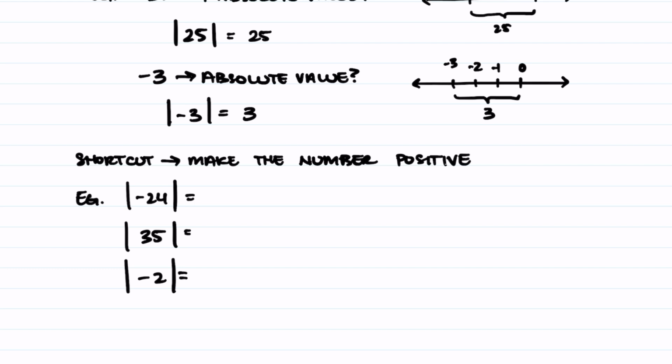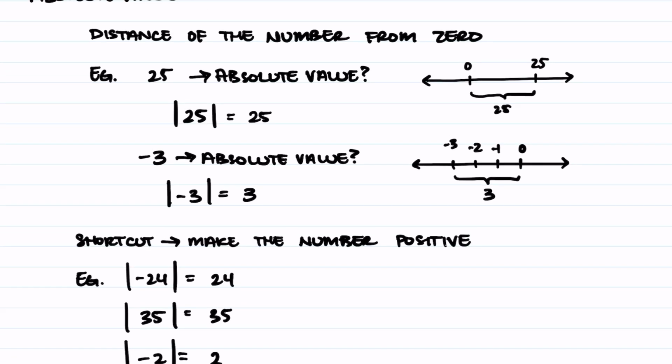All right, so negative 24, like we said, is going to be positive 24 because it's 24 spaces away from 0. 35 is also, well, it's 35 spaces from 0, so we're just going to leave that one positive. And negative 2 is 2 spaces away from 0. So the absolute values, as you can see, are now the positive values of these numbers.